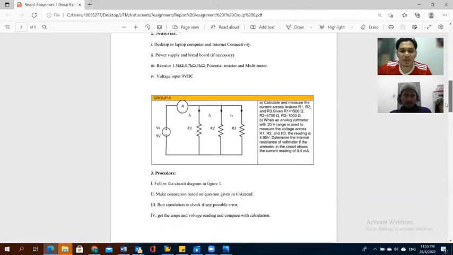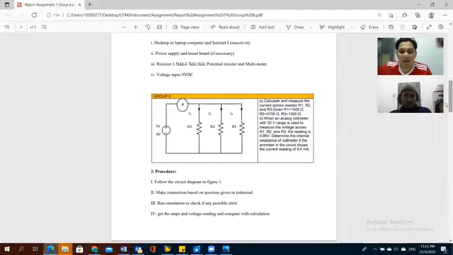Okay, this is our question. We are from group 6. We have two questions, which are A and B. A is to calculate and measure the current across resistor R1, R2, and R3. Given that R1 is 1.5 kilo ohm, R2 is 4.7 kilo ohm, R3 is 1 kilo ohm.